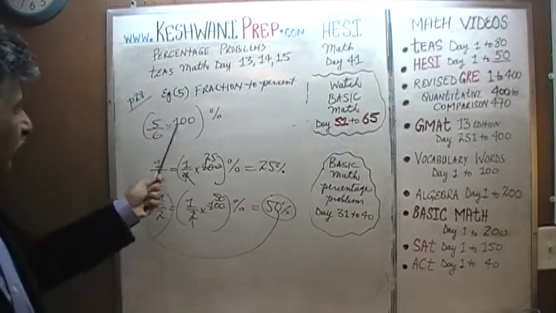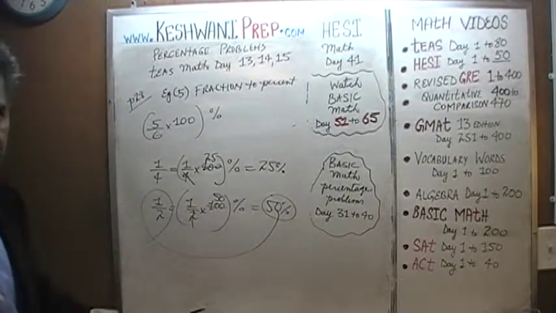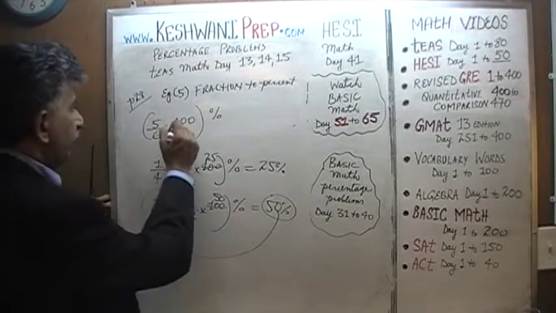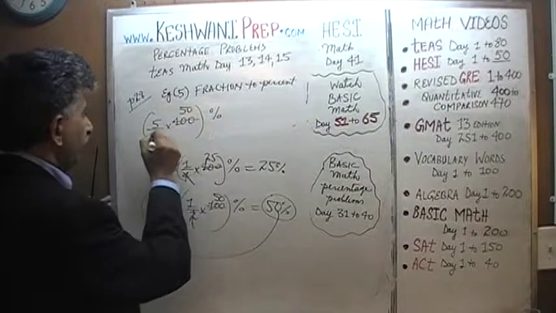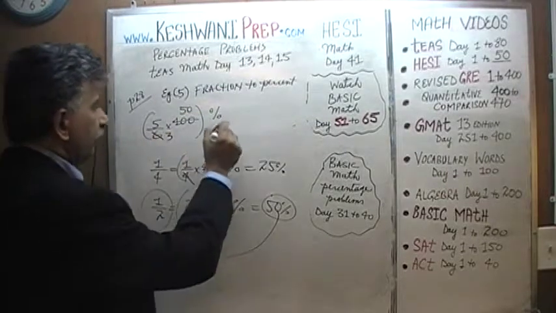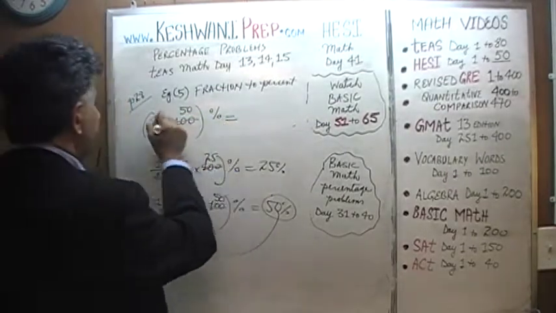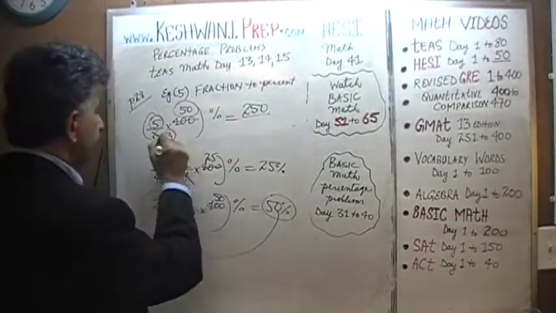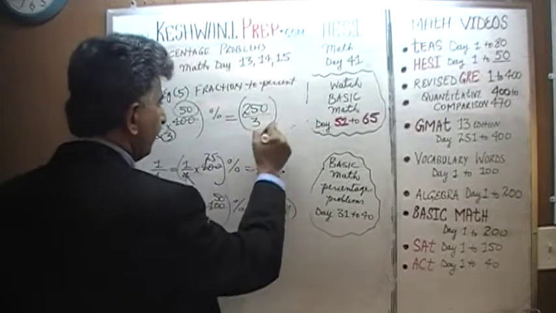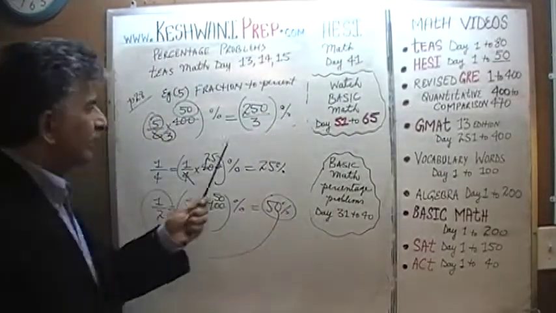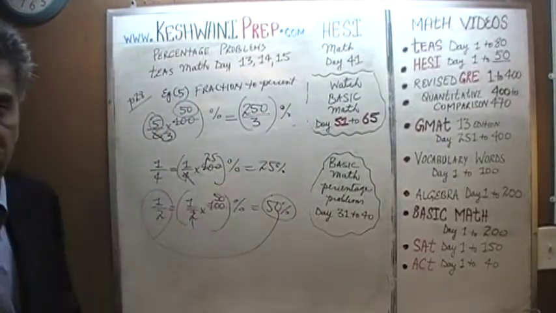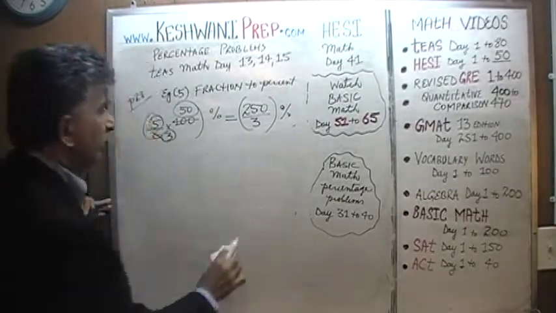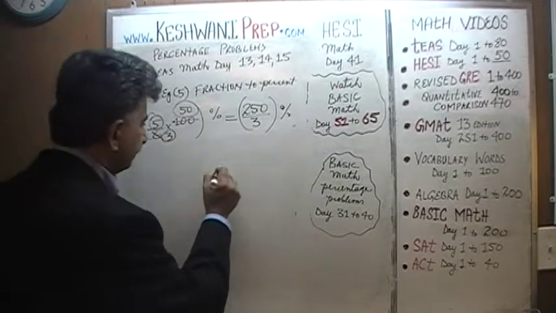The only thing is, when you do that, things do not work out very nicely. We're going to have to do some division. Let's first divide top and bottom by 2. 100 becomes 50, and 6 becomes 3. So what we end up with is 5 times 50, which is 250 over 3%. We can't leave it like that. We have to work on it, simplify it, reduce it. Let's do it. We have to divide 250 by 3. Let's do it here.